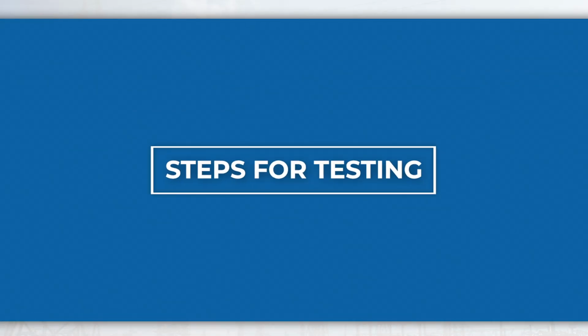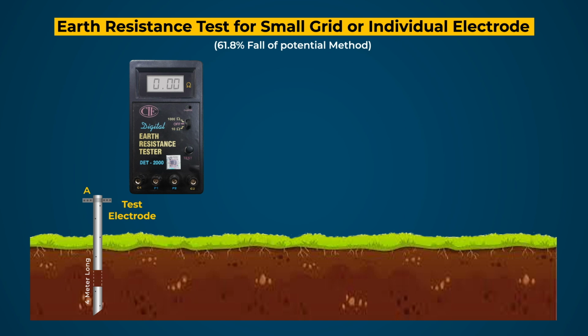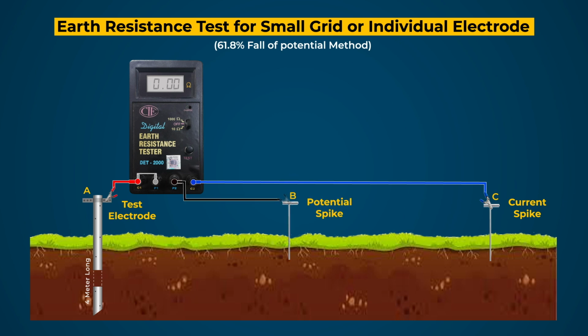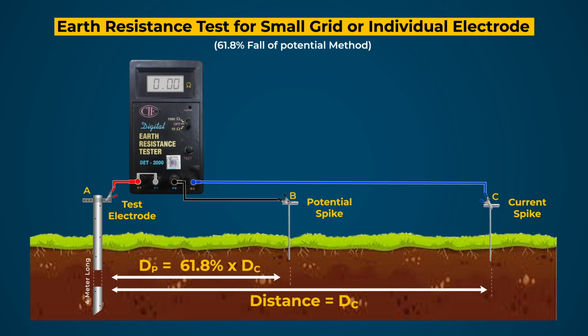Steps for testing. For this test, current terminal C1 and potential terminal P1 are to be shorted and connected to the test electrode. Now connect the second current terminal C2 to an earth spike placed at a suitable distance, and potential terminal P2 to another earth spike placed between the test electrode and the farthest earth spike. After that, check all the connections and perform the test.